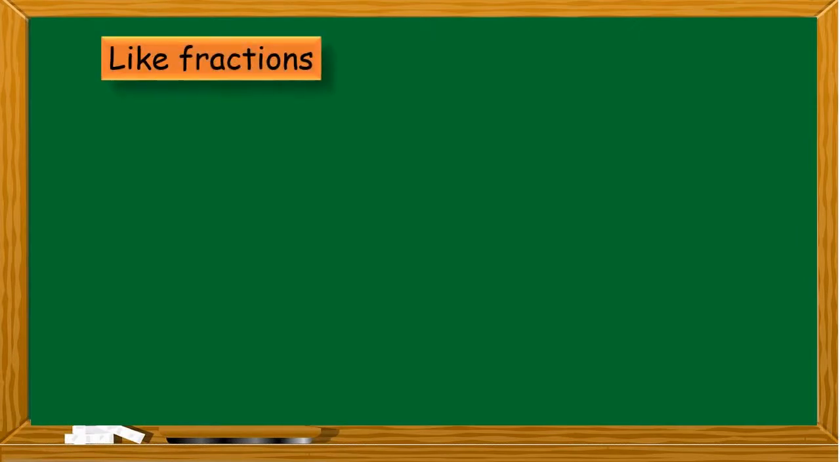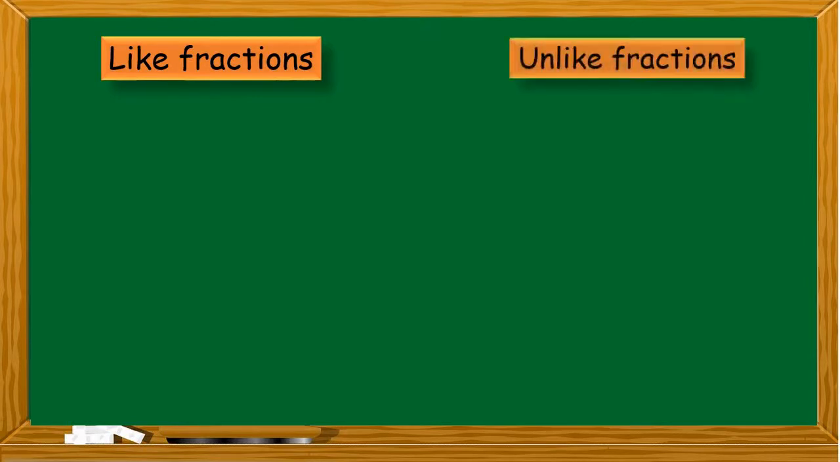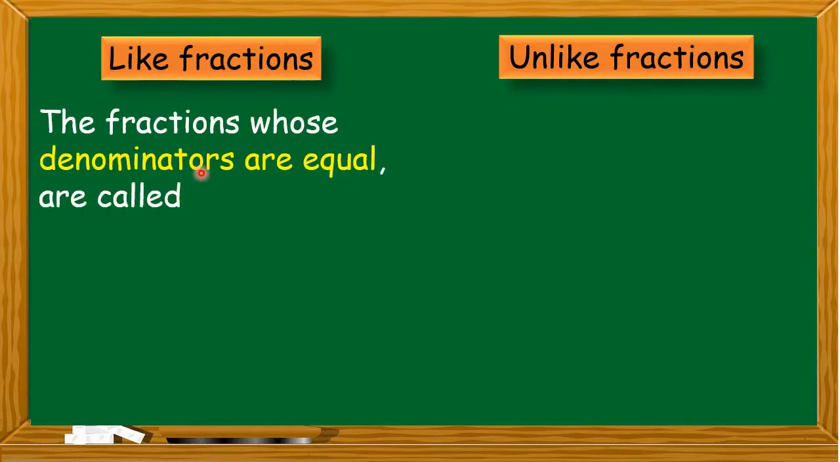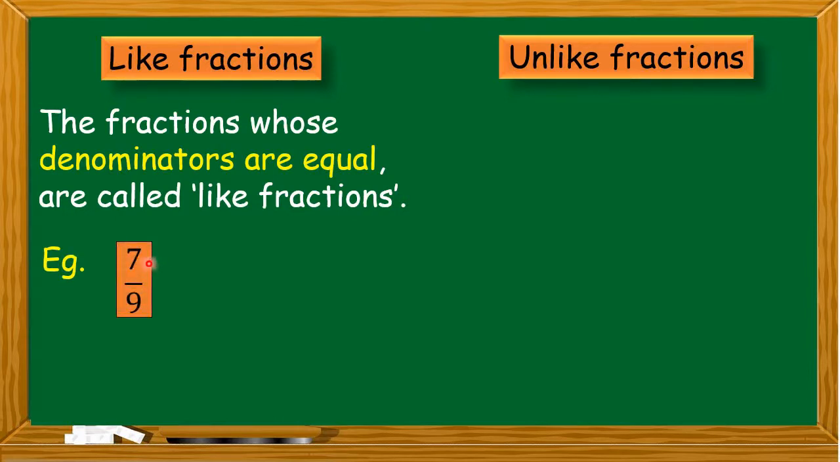Let us learn about like fractions and unlike fractions. The fractions whose denominators are same or equal are called like fractions. For example, 7 upon 9, 4 upon 9, 3 upon 9. Here you can see all these three fractions have the same denominator, that is 9. Such fractions are called like fractions.